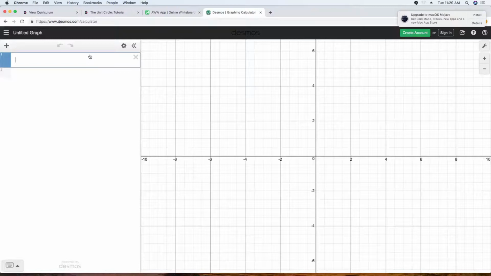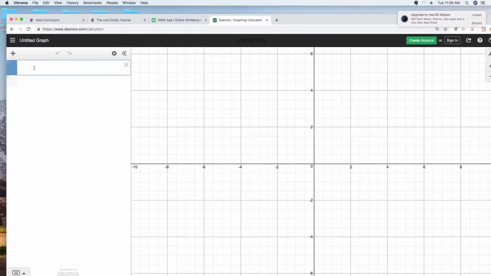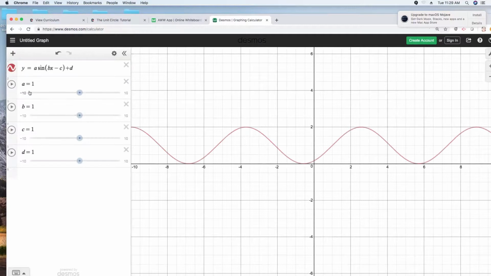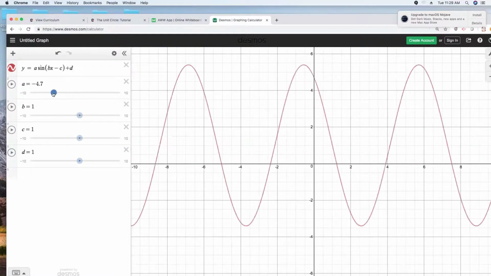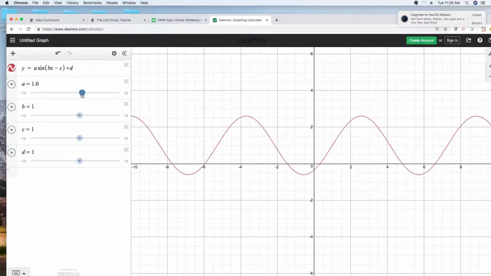And I highly encourage you to use this calculator when you are transforming sine, cosine, and tangent. Okay, so this was y equals a sine bx minus c plus d. Now, when you give Desmos a letter that is not x or y, it's going to create these sliders right here. Now, if you look at the a, the first number in the front stretches it or compresses it. And then Ms. Perez is going to go over those more in depth. Is that correct, Ms. Perez?